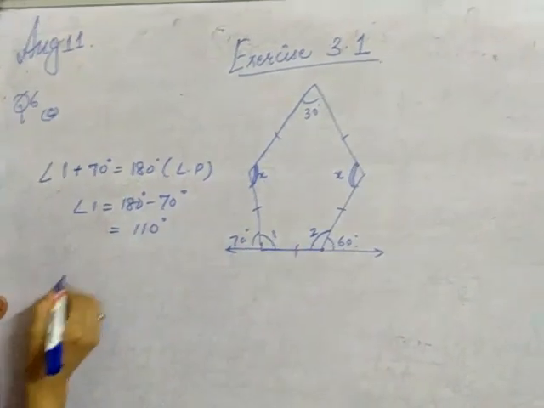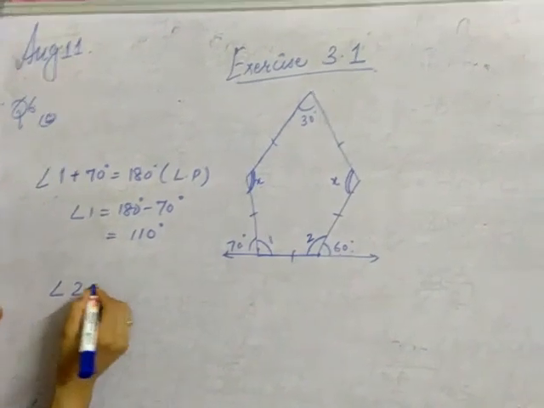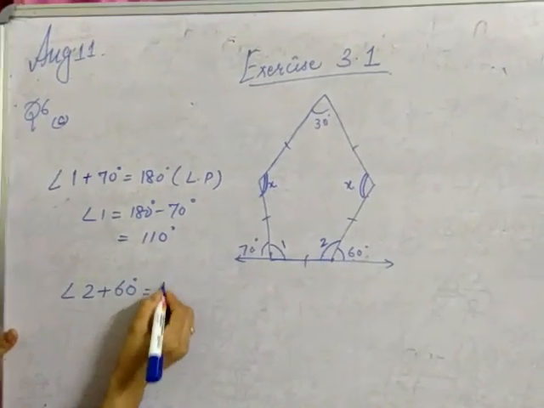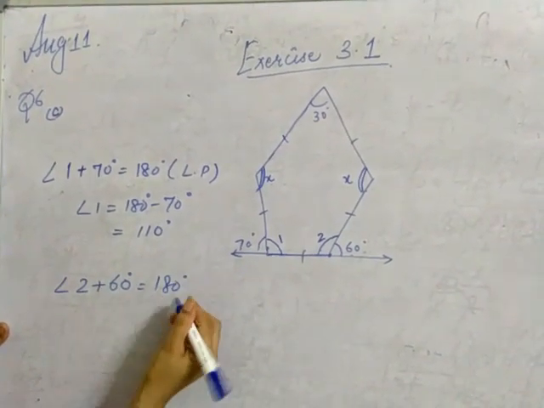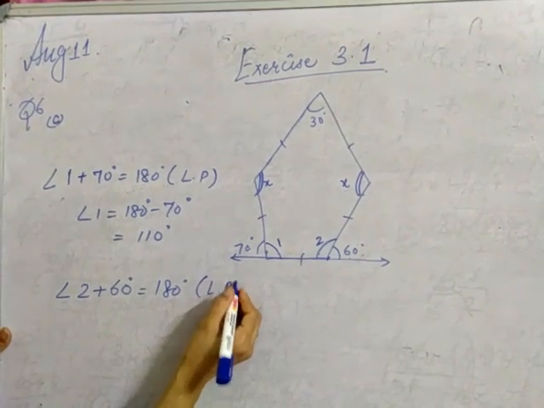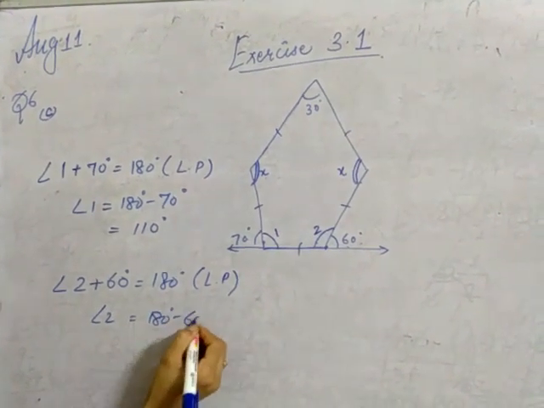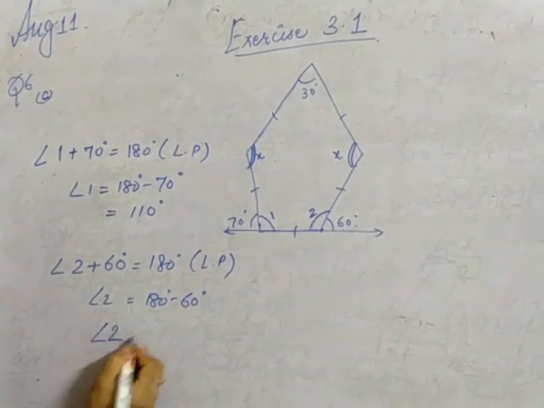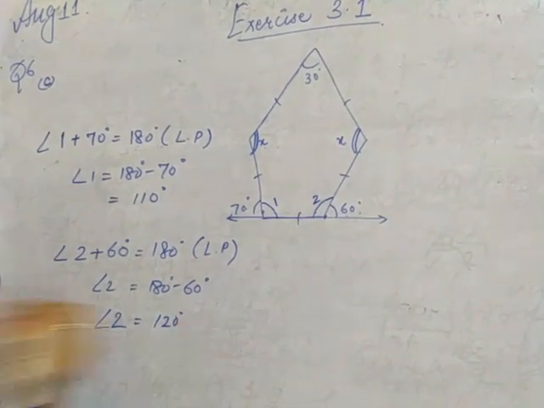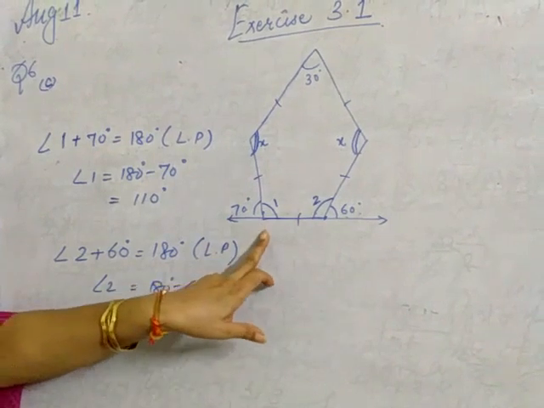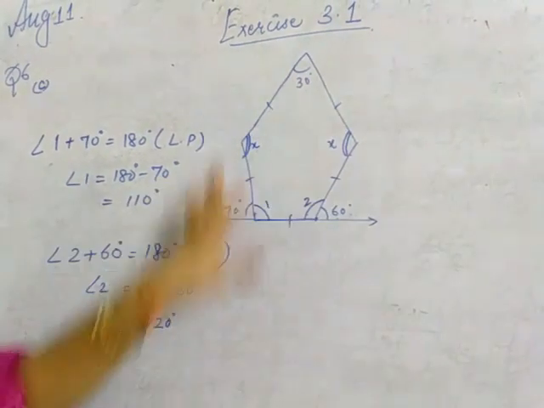Now the same way calculate angle 2, leave one line and then write angle 2 plus 60 is equal to 180 degree. The reason is again linear pair. So angle 2 is equal to 180 minus 60 degree, and angle 2 is equal to 120 degree. So you have calculated angle 1, angle 2 and you know these angles.